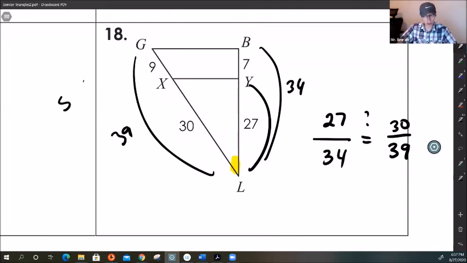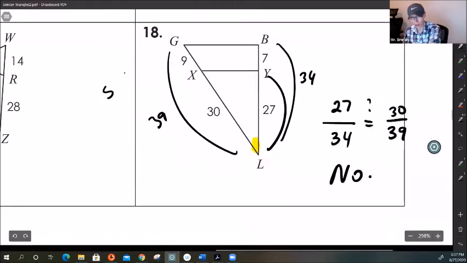All right, are these equal to each other, guys? No, right? I mean, I cannot even simplify this to the same fraction. I can just write "no" here.